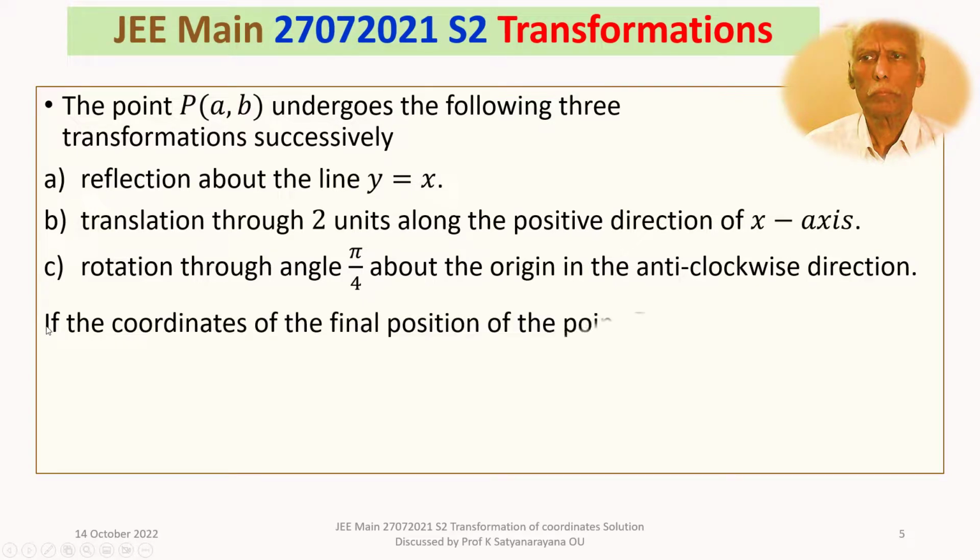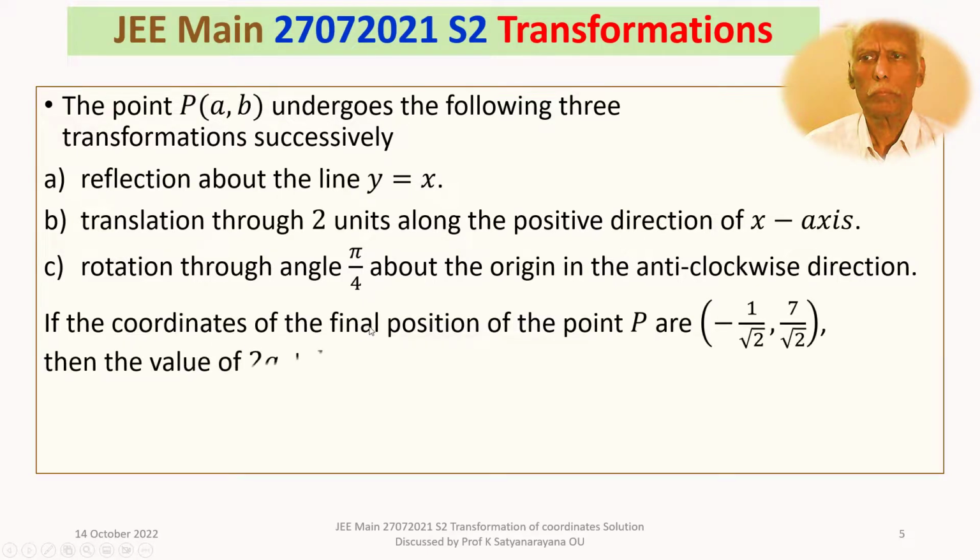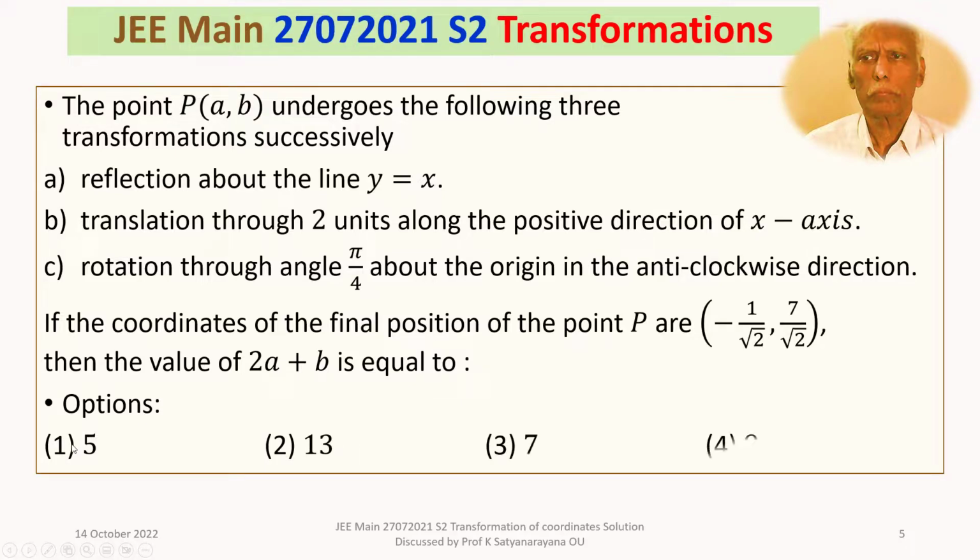If the coordinates of the final position of the point P are (minus 1 by root 2, 7 by root 2), then the value of 2a plus b is equal to, and we are given four options. Option 1, 5. Option 2, 13. Option 3, 7. Option 4, 9.